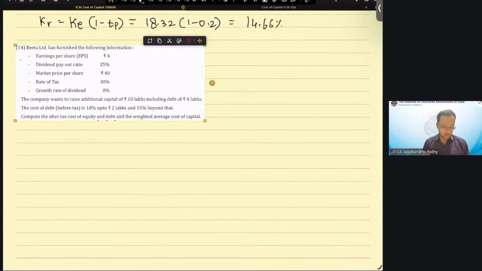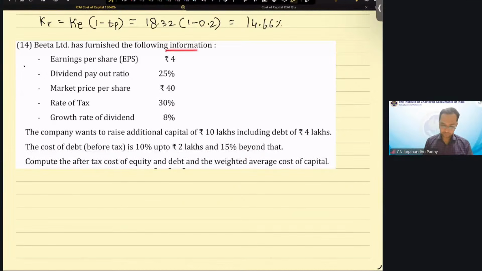Beta Limited has furnished the following information. Earnings per share 4 rupees. Dividend payout is 25%. Market price is 40. Rate of tax is 30%. Growth rate of dividend is given as 8%. The company wants to raise additional capital of 10 lakh, including debt of 4 lakh. The cost of debt is 10% up to 2 lakhs and 15% beyond that. Compute after tax cost of equity and debt and the weighted average cost of capital.